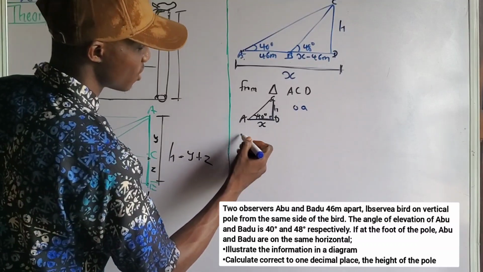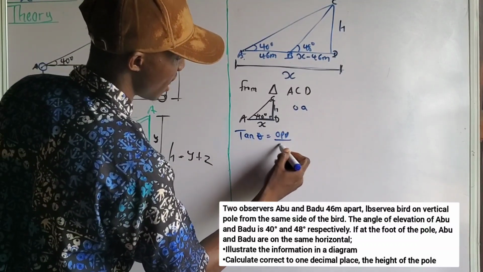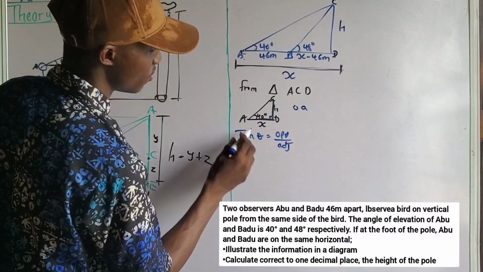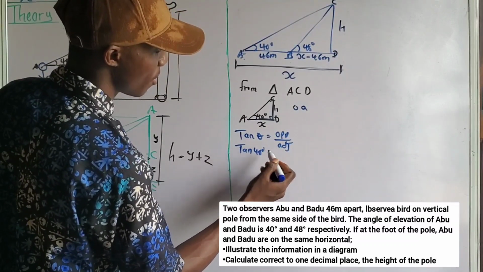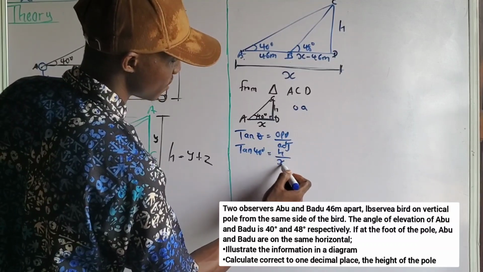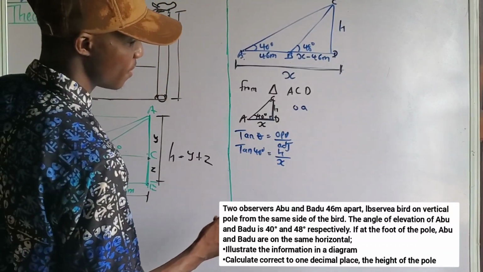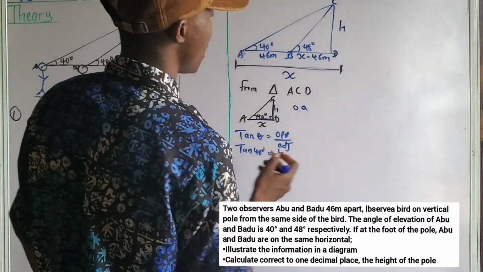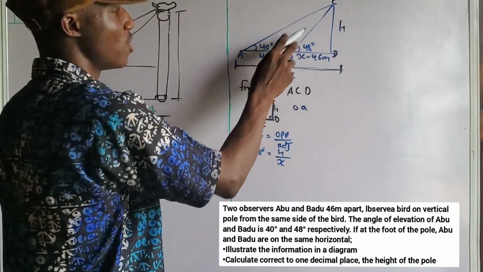So I'm going to have tan theta equals opposite over adjacent. Now the theta is 40 degrees. So tan 40 degrees equals the opposite, which is h, all over the adjacent, which is x. Okay, so let's now consider the smaller triangle, the triangle inside the bigger triangle, which is triangle BCD.